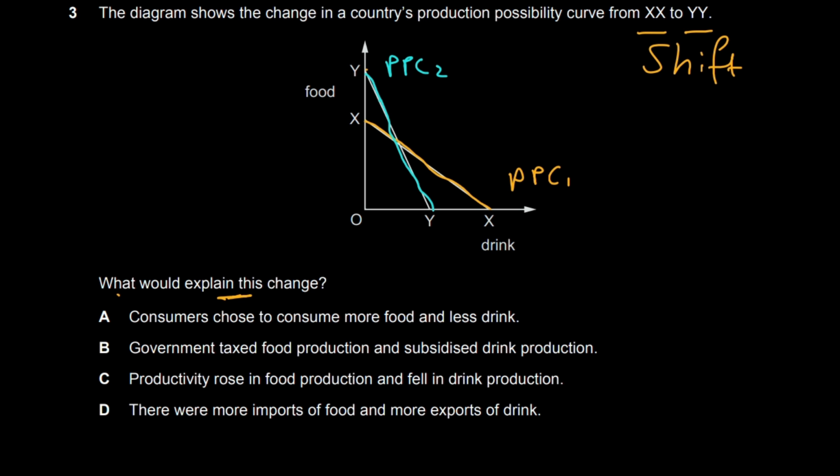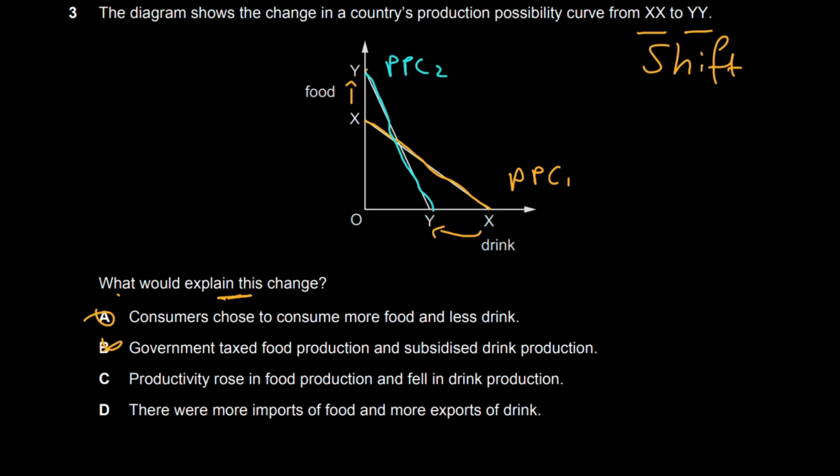A states consumers chose to consume more food and less drink. No, this is wrong. As our drink production decreased from X to Y, while our food production increased from X to Y. Hence, A is wrong. B states government taxed food production and subsidized drink production. That too is wrong, as we do not have enough information to deduce it.